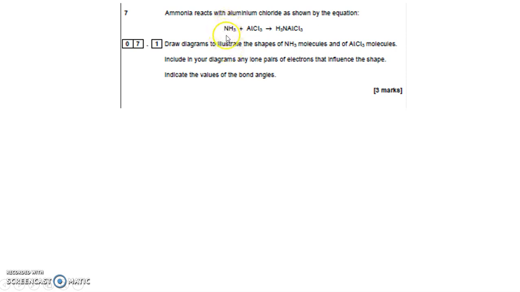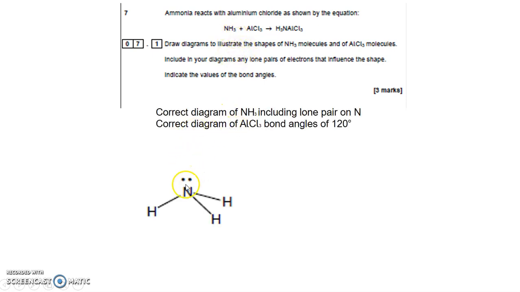Now, if there were 4 bonding pairs, it'd be tetrahedral, but one of them is now a lone pair. So we still draw the lone pair on, but we know we don't see it, so we only include these 3 when we describe the shape. So it's pyramidal, or trigonal pyramidal. It's a trigonal pyramid because it's got a base of 3.